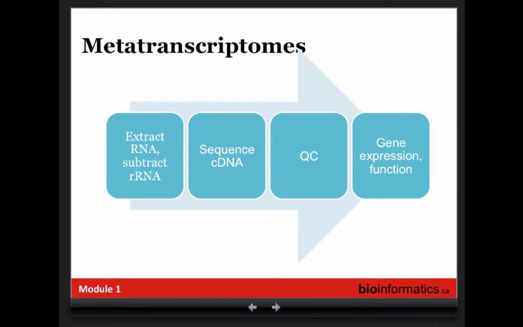So metatranscriptomic studies look at extracting RNAs rather than DNAs. And of course, there's ribosomal RNAs. The majority of your RNAs is probably ribosomal RNA, so you first have to subtract out the ribosomal RNAs, reverse transcribe, and sequence the cDNA. Again, QC is an important step. And then you can carry out analysis looking at gene expression and functions. And John will cover transcriptomic studies on Friday.